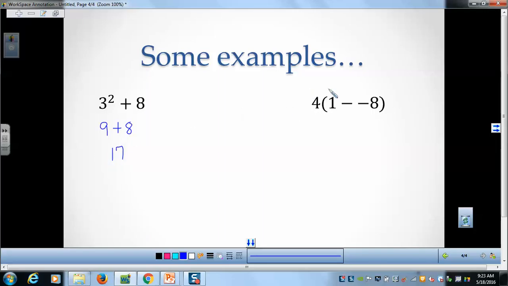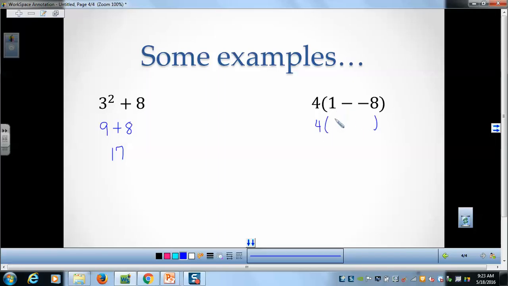Now when I look at our second example here, we can see that we do have parentheses, we do have a set of grouping symbols. Now, here's what I was talking about with that double sign, that we have a negative negative. To make it just a little bit easier, let's go ahead and rewrite this problem with one sign.